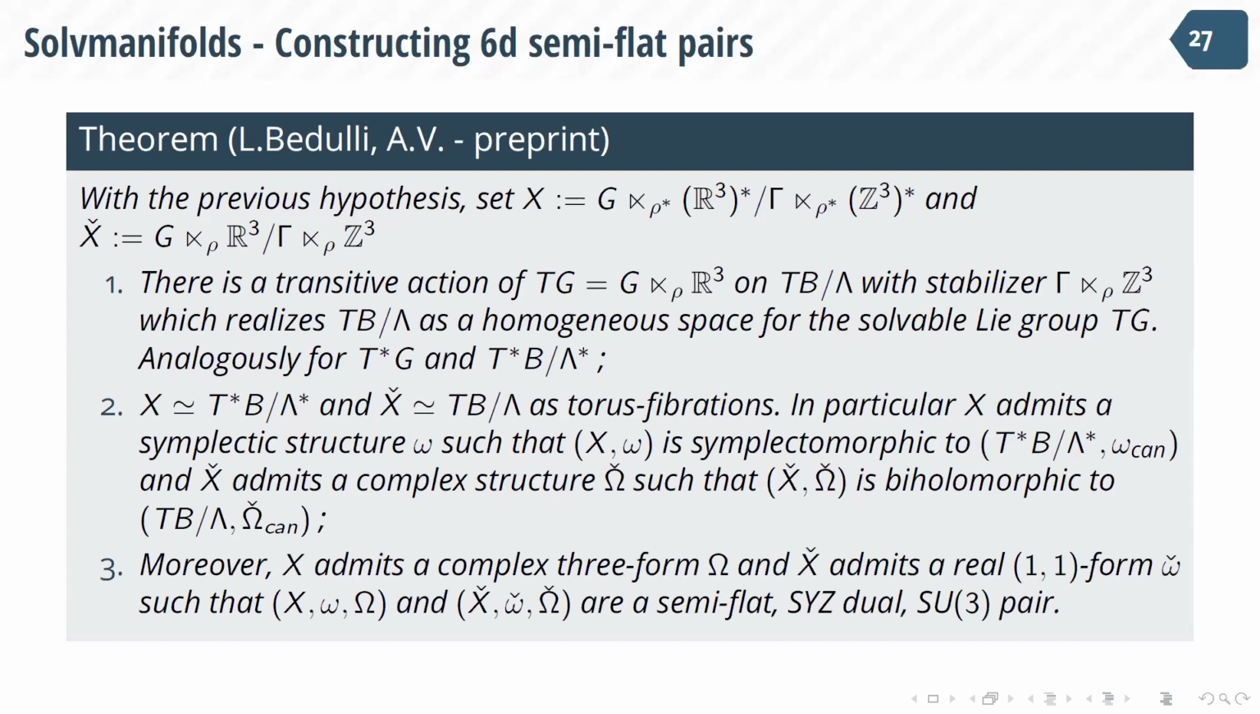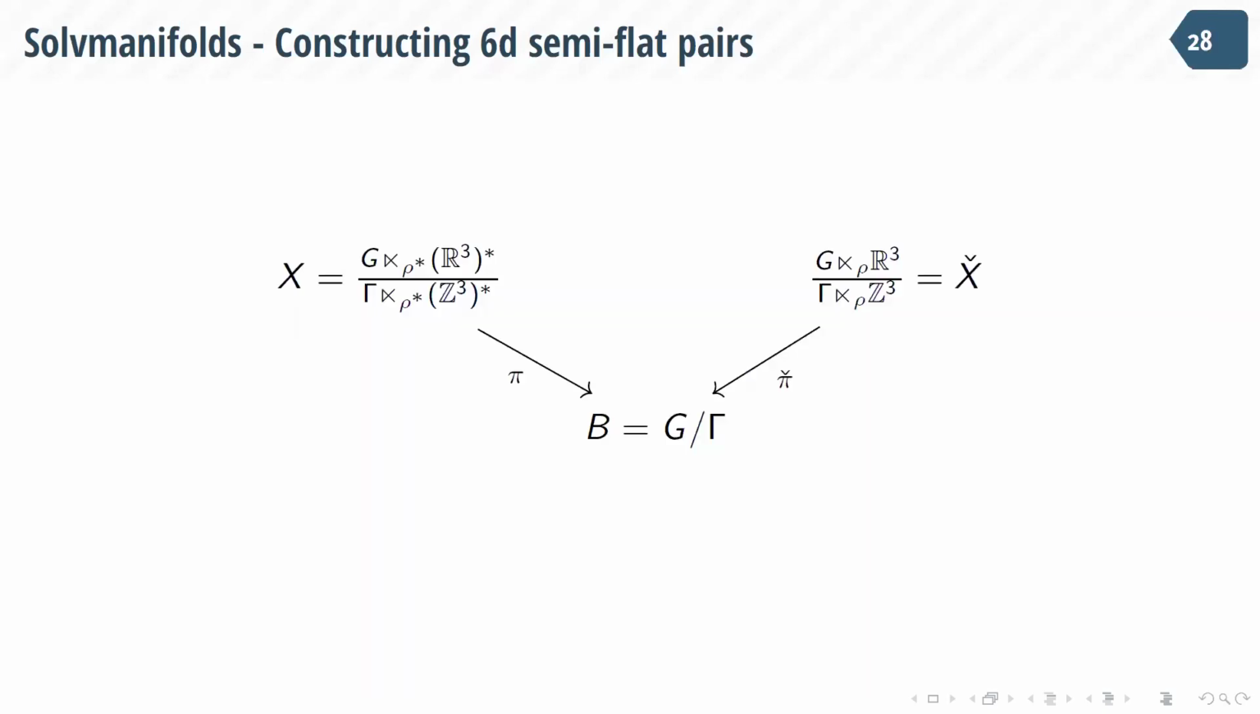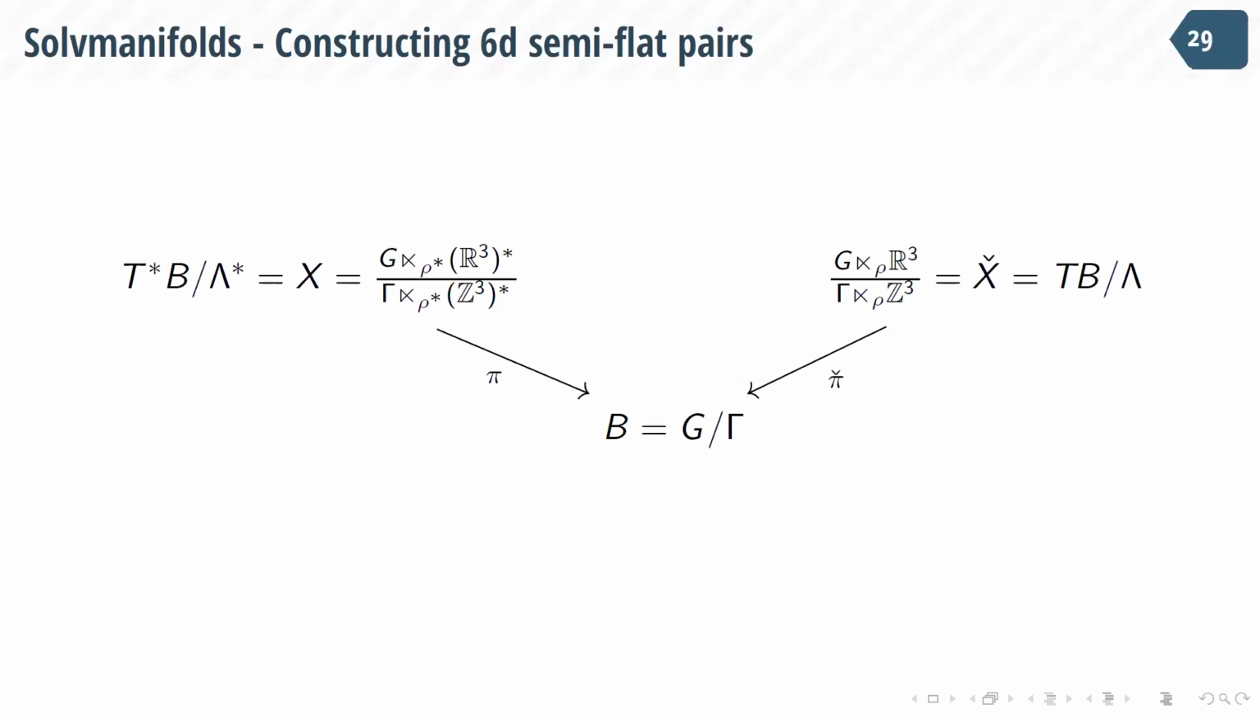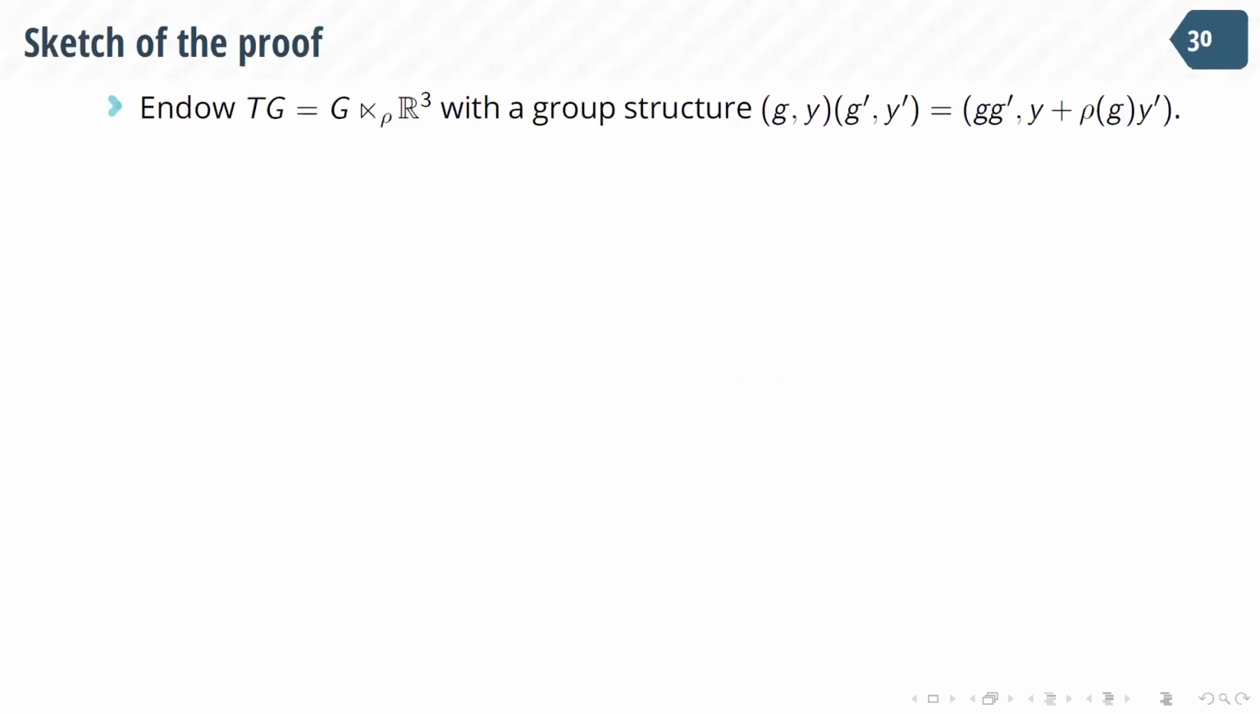Moreover, we can define on X a complex form, big omega, and on X check a real one-form, omega check, such that they form indeed a semi-flat SYZ dual SU(3) pair. So this is the situation we have in our construction, and we give very briefly a sketch of the proof. Of course, we define the Lie group multiplication on the six-dimensional Lie group via semi-direct product using the linear representation.